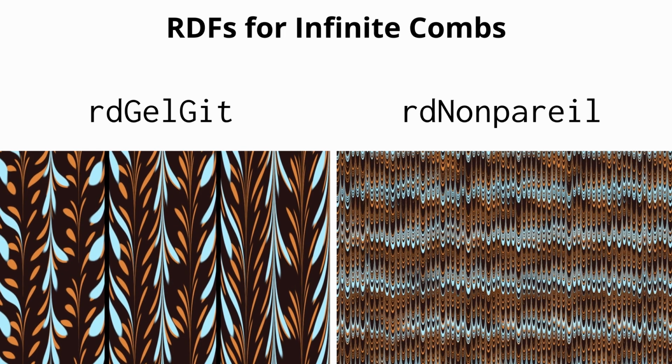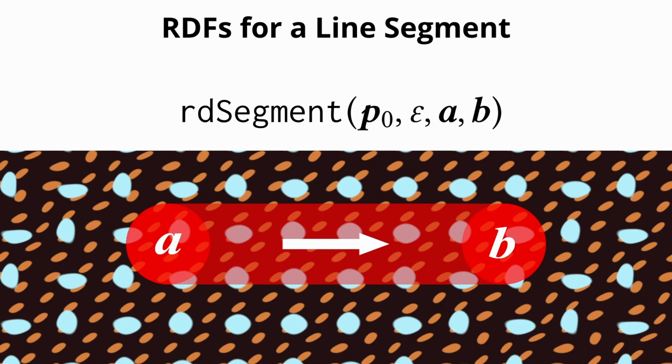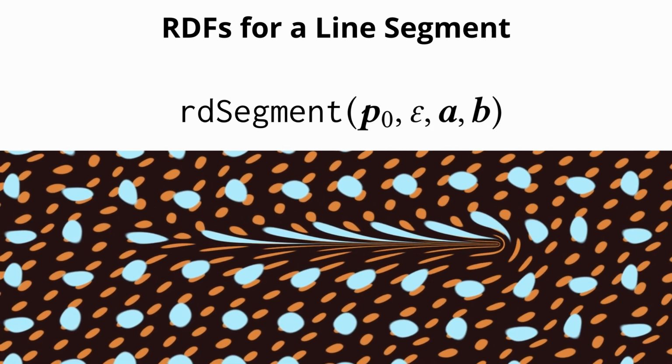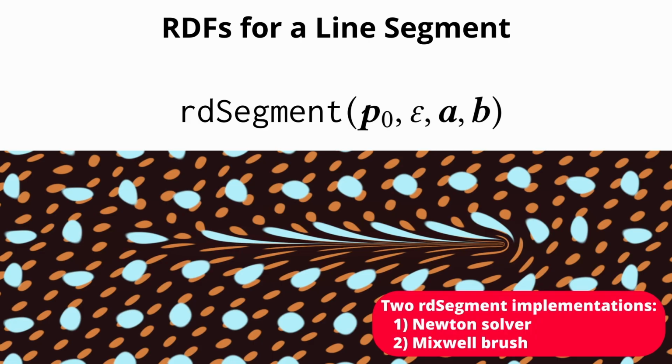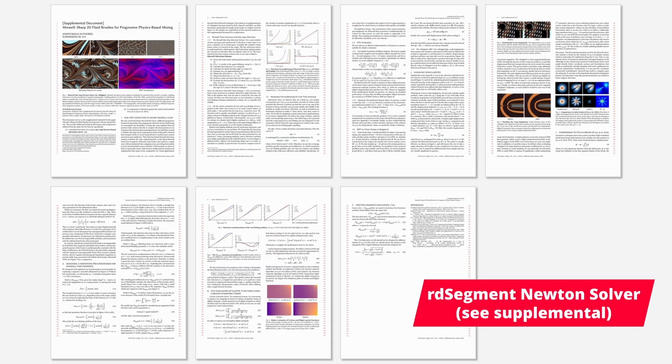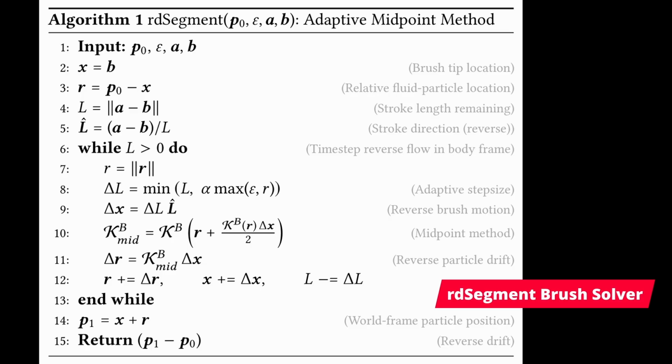The other fundamental building block, which is more complicated, is a line segment. The reverse drift for a line segment, for a brush moving from A to B, involves a more complicated solve. We have two solvers. The Newton solver is the most direct approach, but it's more expensive and it has artifacts due to physical singularities in the time coordinate. We have the brush solver, which we evaluate using adaptive midpoint.